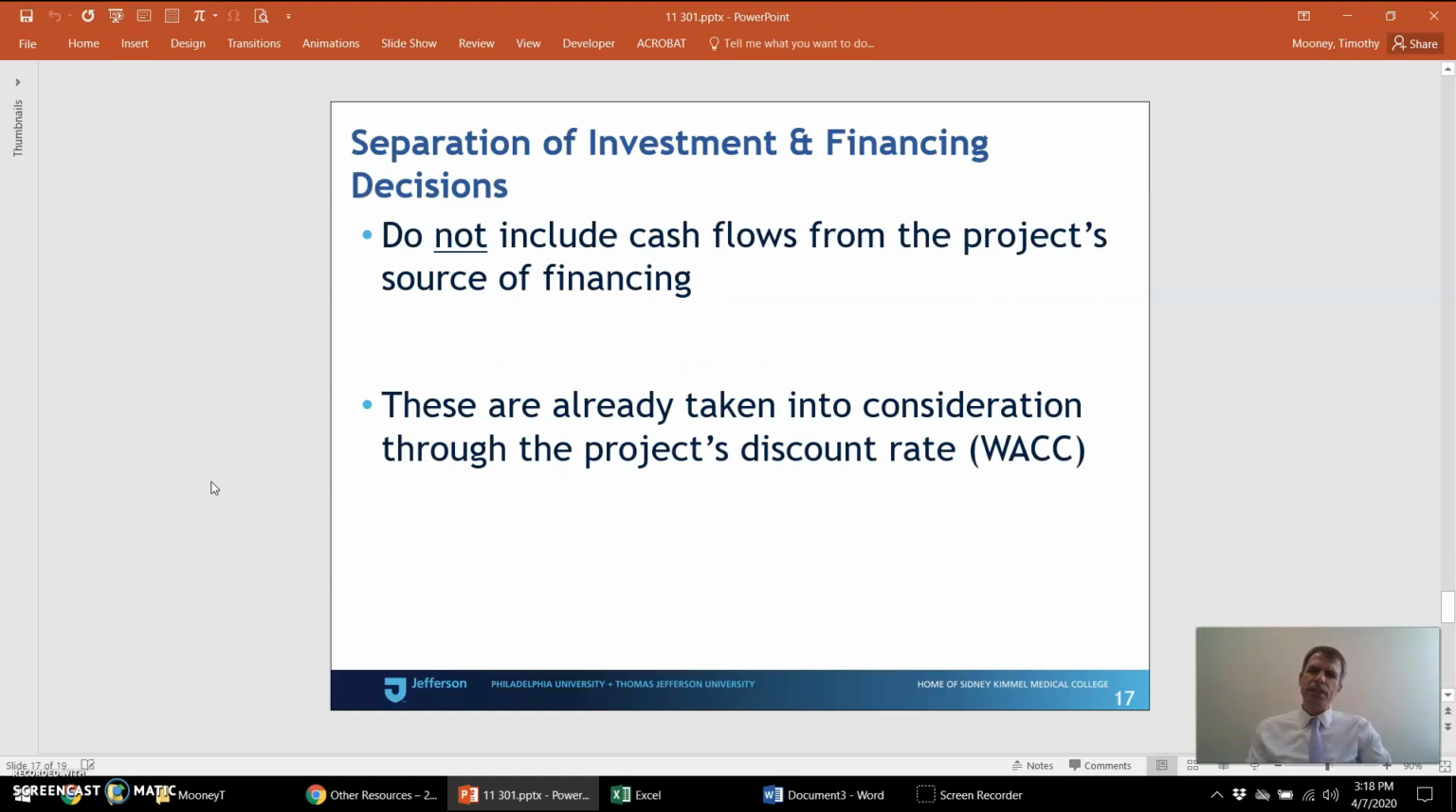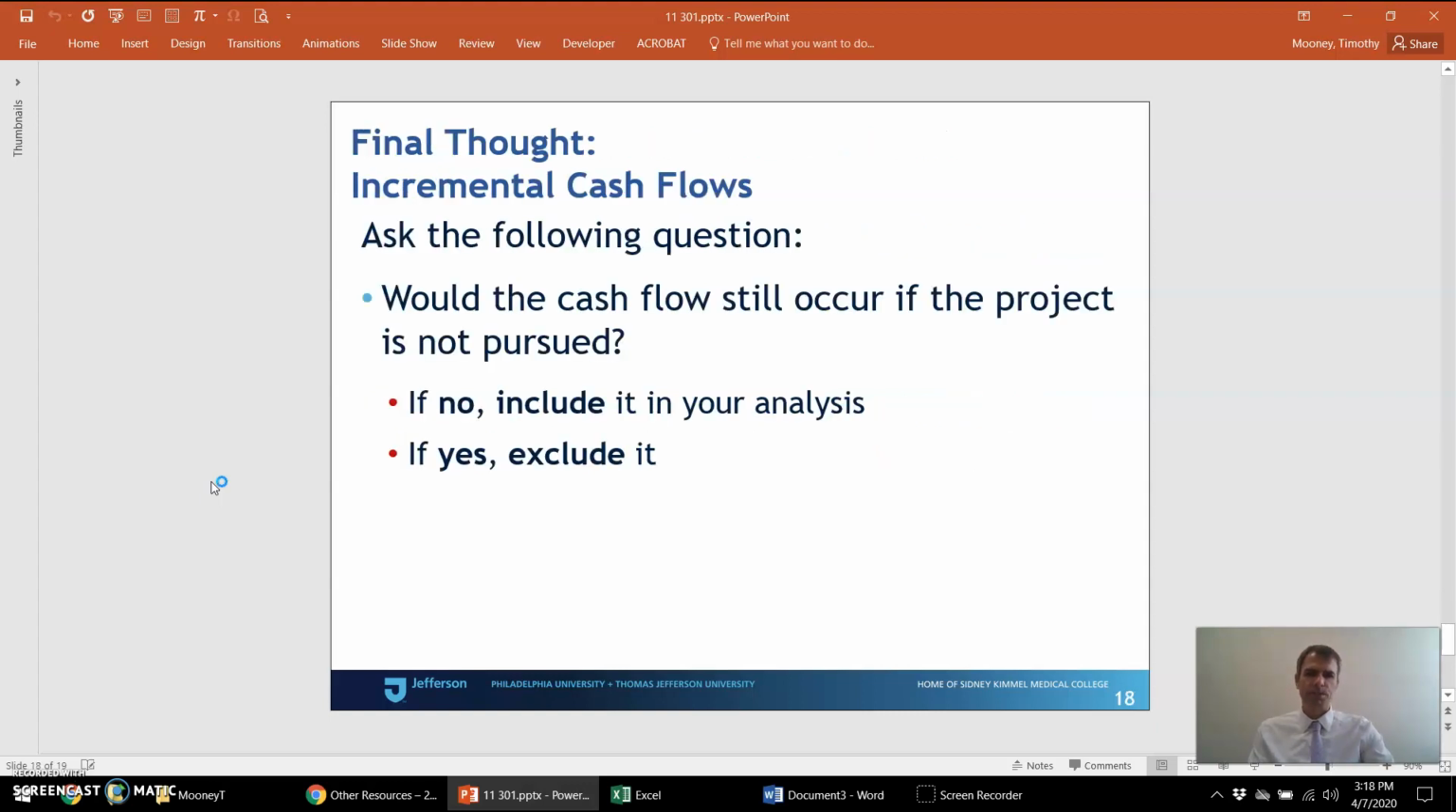This one is a little bit different, but the financing cash flows are already included in the discount rate, right? Like coupon payments, dividend payments, things from bonds and stocks. Those are built into the discount rate, the firm's cost of capital, so we don't include those. But I wouldn't try to trick you by asking you to include financing cash flows on a cash flow timeline.